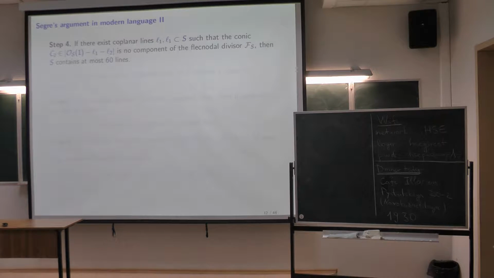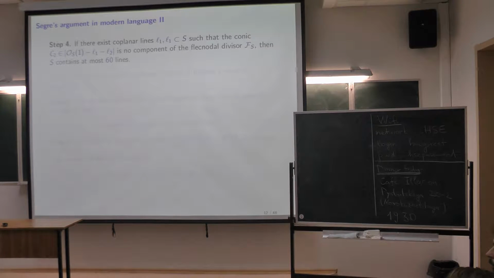No, I don't understand. So if another line meets either one of the lines, then it's okay, or it meets a conic. What happens if it meets a conic? Then it's a component of the flectonal divisor, a component of the flectonal divisor of degree 20. Yeah, I have this divisor. I thought it was of degree 80. When I intersect with the surface, it's 80.